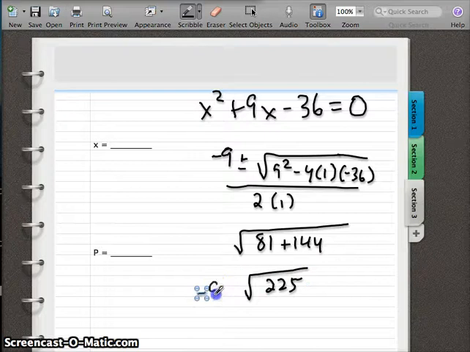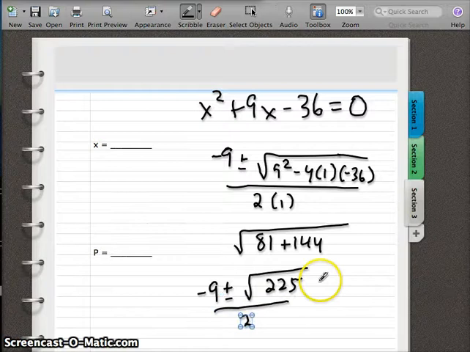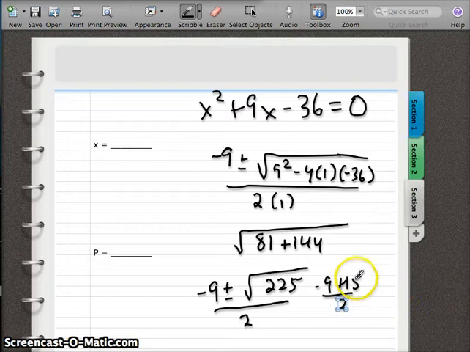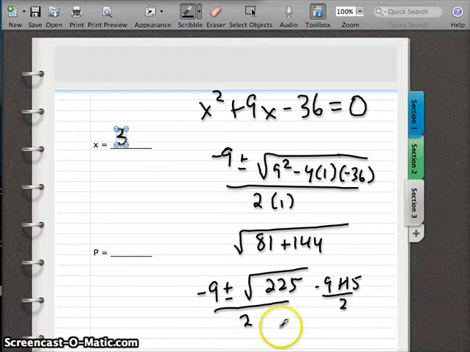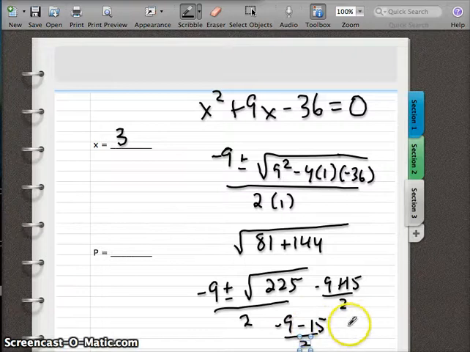So we got negative 9 plus or minus 15, divided by 2. So negative 9 plus 15 divided by 2 is one answer. Negative 9 plus 15 is 6, and 6 divided by 2 is 3. We also have negative 9 minus 15 divided by 2. Negative 9 minus 15 is negative 24. Negative 24 divided by 2 is negative 12.